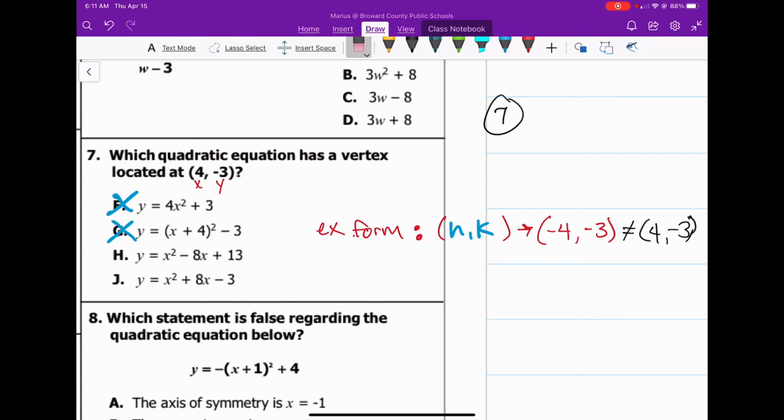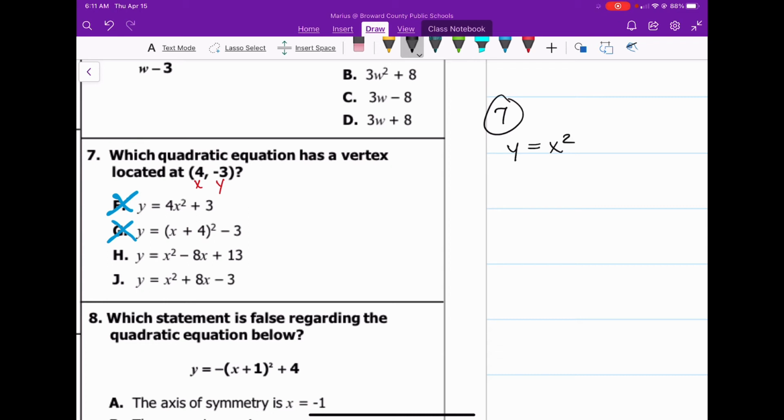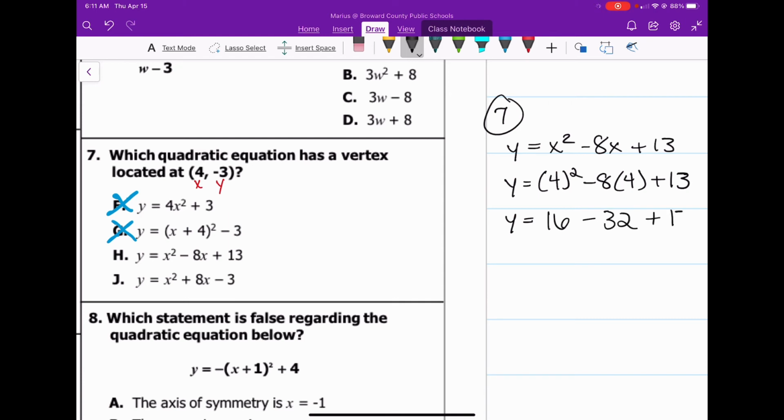Okay. Now, as we move on to letter H, we can go ahead and work this one out. So we have y equals x squared minus 8x plus 13. And we're going to substitute 4 for x. So 4 here, that's squared, minus 8 times 4 plus 13. Now we go ahead and use order of operations to evaluate. 4 squared is 16, minus 8 times 4, which is 32. And then we're going to add 13.